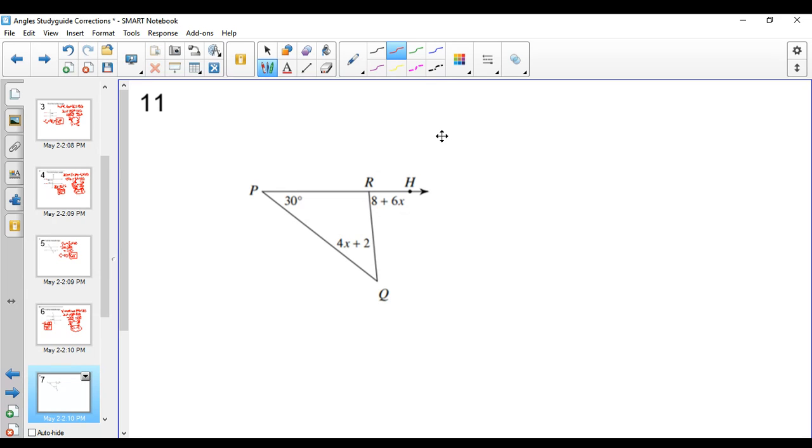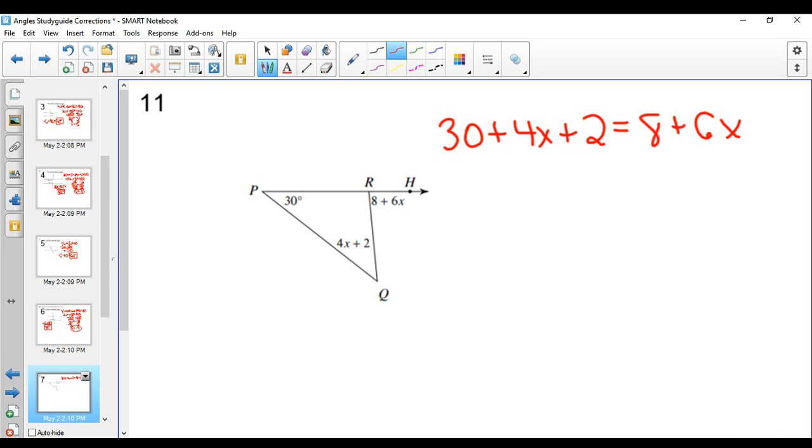Okay, next, number 11. Now this one, we do actually want to solve for x. So because of our triangle angle theorem, we know that the sum of these two angles is going to be equal to this exterior angle right here. So I can set up an equation. 30 plus 4x plus 2 is going to be equal to the measure of this exterior angle here, 8 plus 6x.